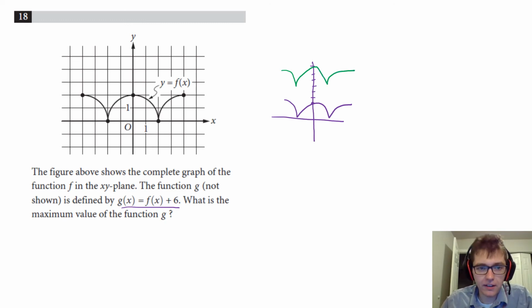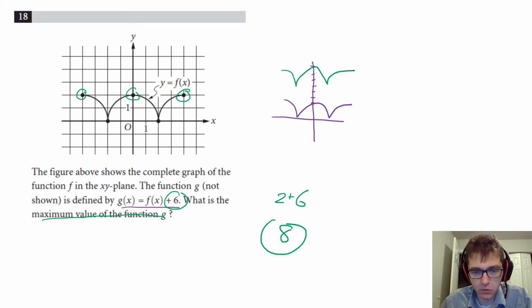So that means that the maximum value of the function f of x, right here it occurs 3 times, is 2. So the max of g of x is just 2 plus this 6, which means that the maximum value of g of x is 8. And that's what you bubble in.